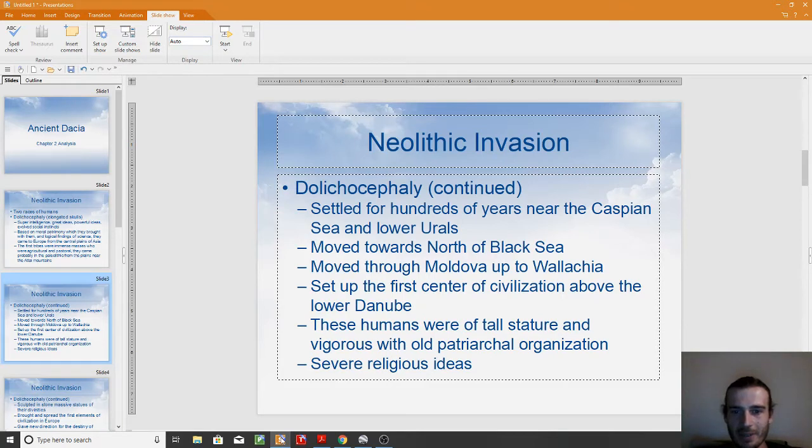From there, these humans were of tall stature and vigorous with all patriarchal organization. Now here's the thing. They're already patriarchal, these Pelasgians. But over the years in my research of old or ancient civilizations, I know there were matriarchal civilizations as well. So the question is, which one was patriarchal first, and which was first, the patriarch or the matriarch?